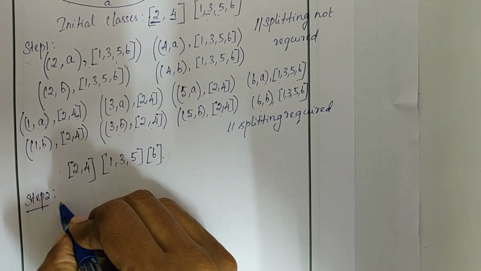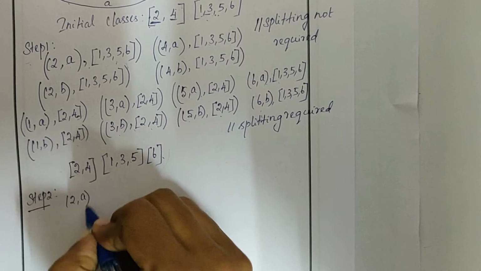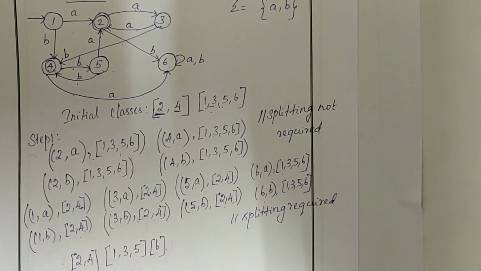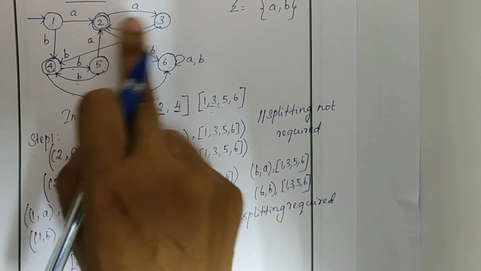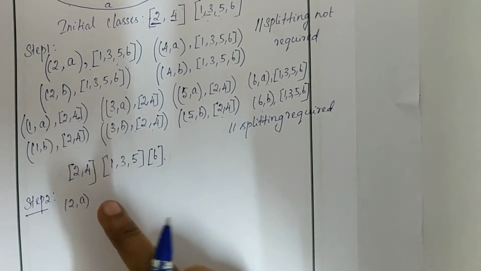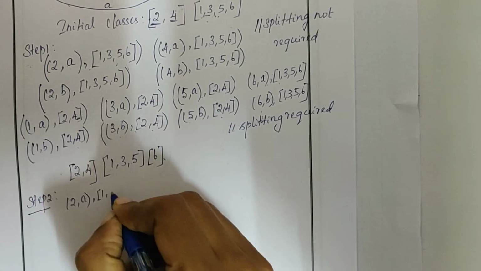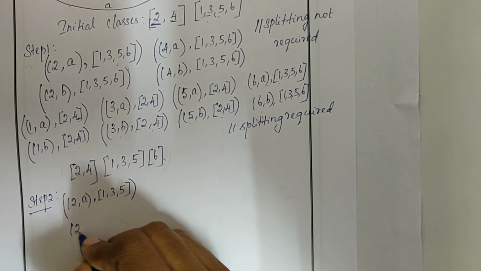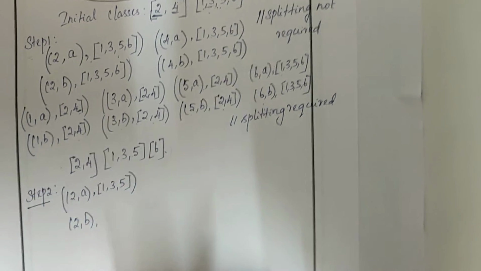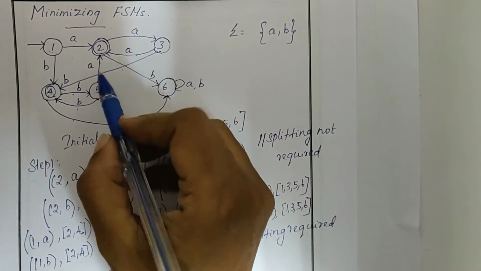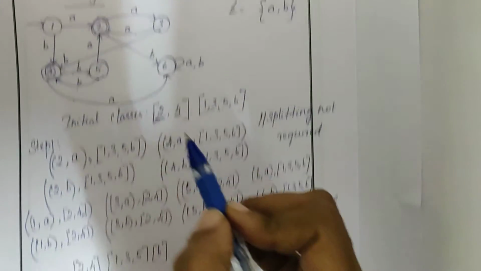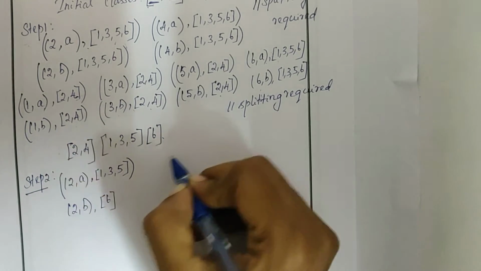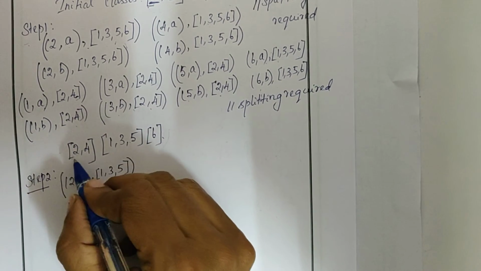Now 2 comma A, right? 2, when it takes A input, is moving to 3. Now 3 is in which class? This class, so it is 1 3 5. Correct? Next 2B. 2, when it takes B input, is moving to 6. Now my 6 is separate. 6. Correct? Next, in this class 2 is over.